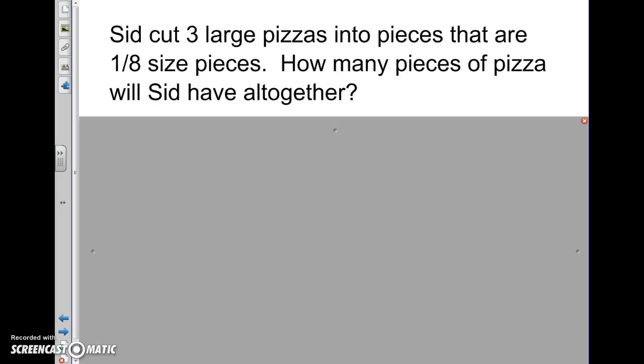Okay, and last one. Sid cut 3 large pizzas into pieces that are 1/8 size pieces. How many pieces of pizza will Sid have altogether? Okay, so again, first we want to know what it is that we're trying to find out. How many pieces of pizza will Sid have altogether? We know that she has 3 large pizzas, and we want to cut those pizzas into 1/8 sizes.